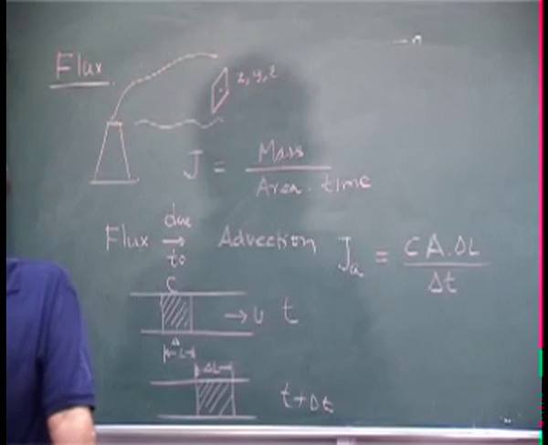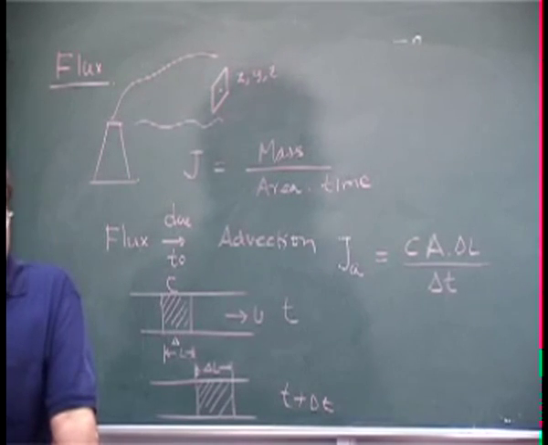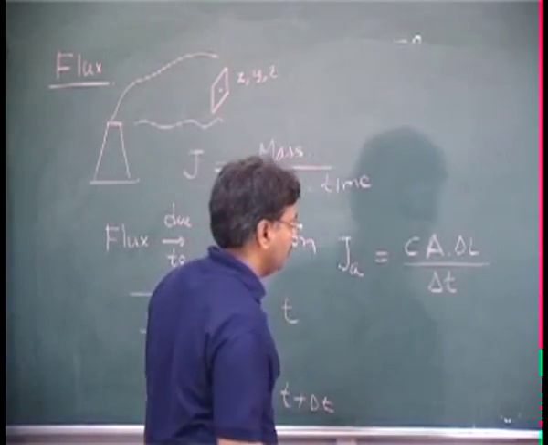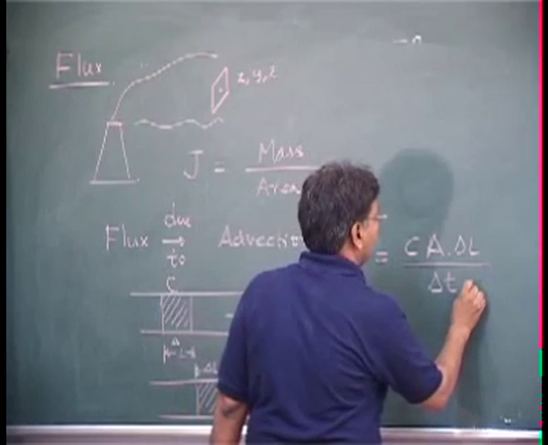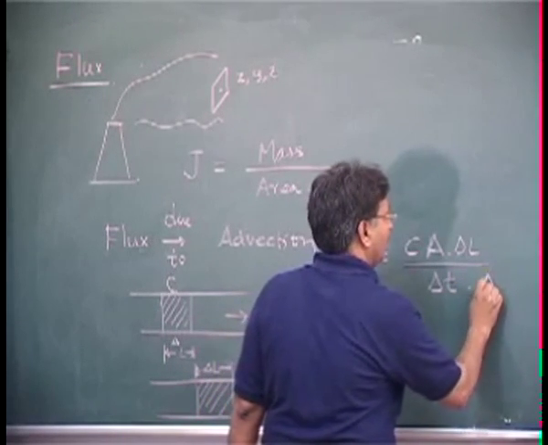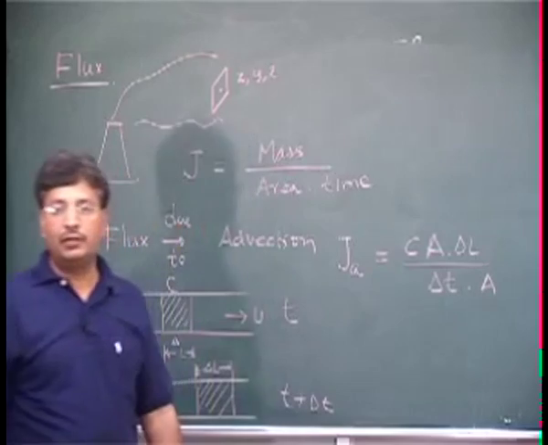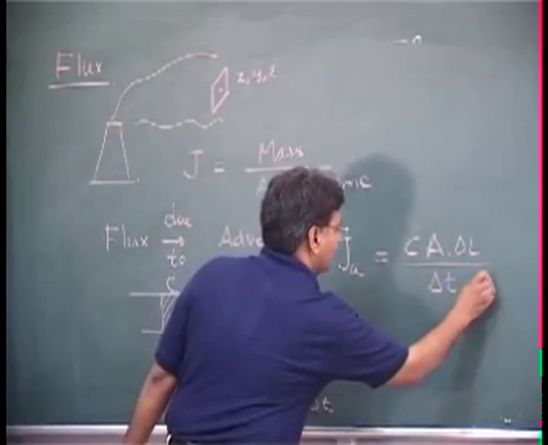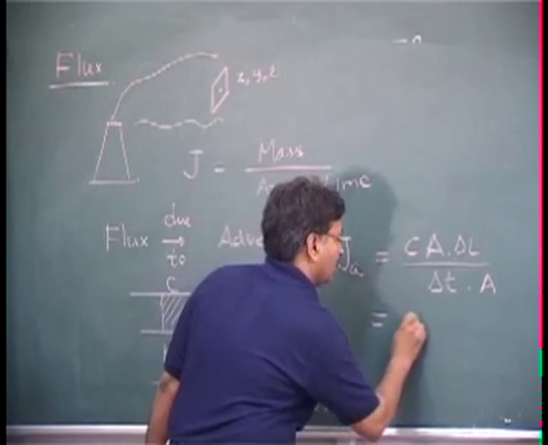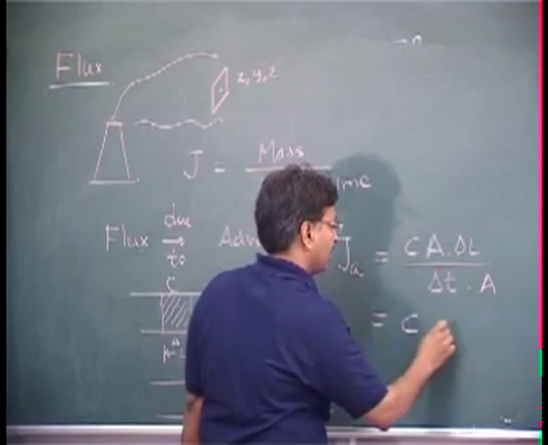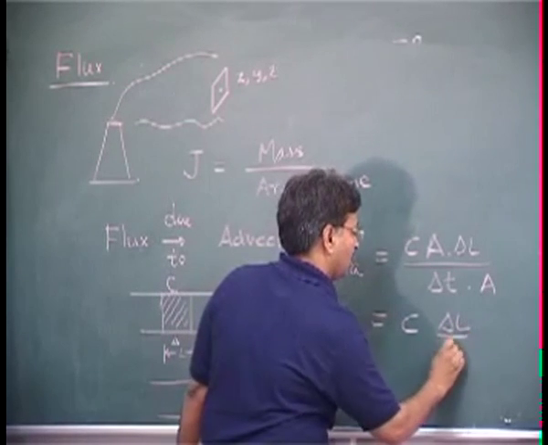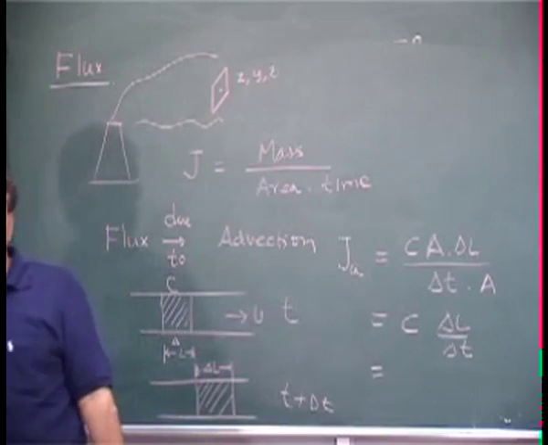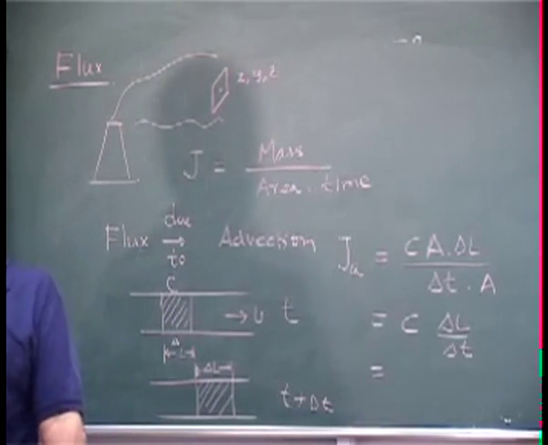Is this mass per unit time, or is this not the flux as yet? So what do I do? Multiply by the area. Now do you agree with me, this is flux? If this is the flux, C times A cancels out, and this will be equal to C times u.